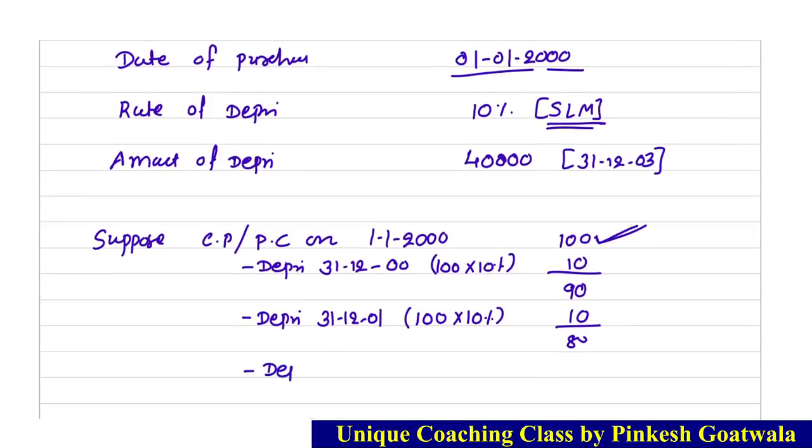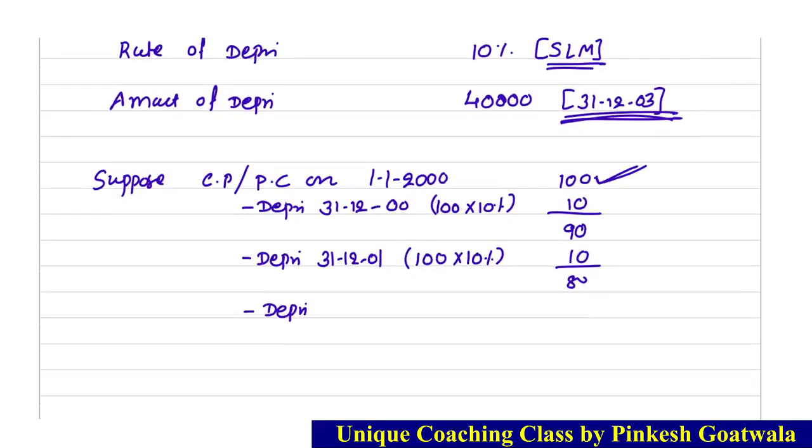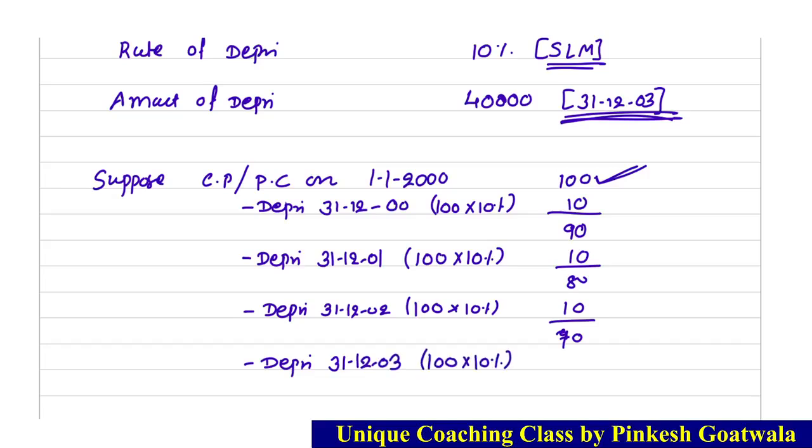Now till which date should we calculate? Till the date of depreciation, 31st December 2003. So next year, 10%. Every year we should calculate depreciation on 100 because it is a straight line method. Now 31st December 2003, it will be 10. So here we have calculated up to the date of 31st December 2003, up to the date of depreciation.